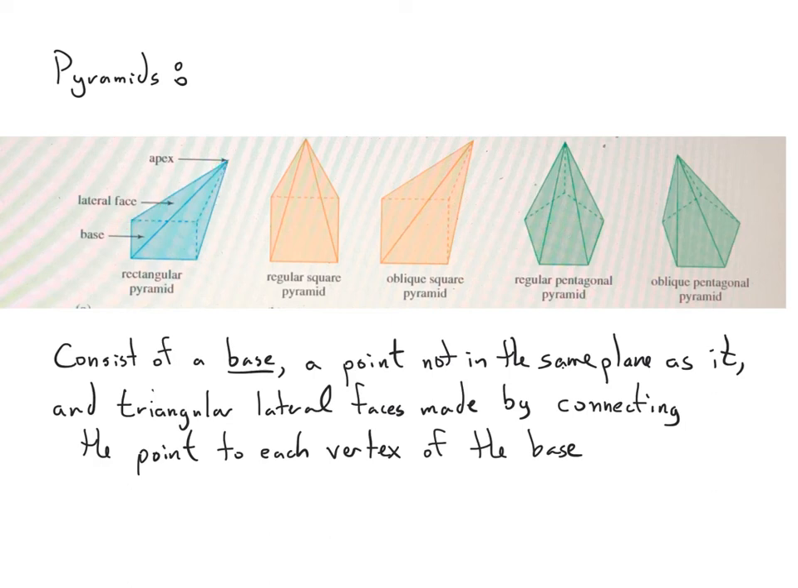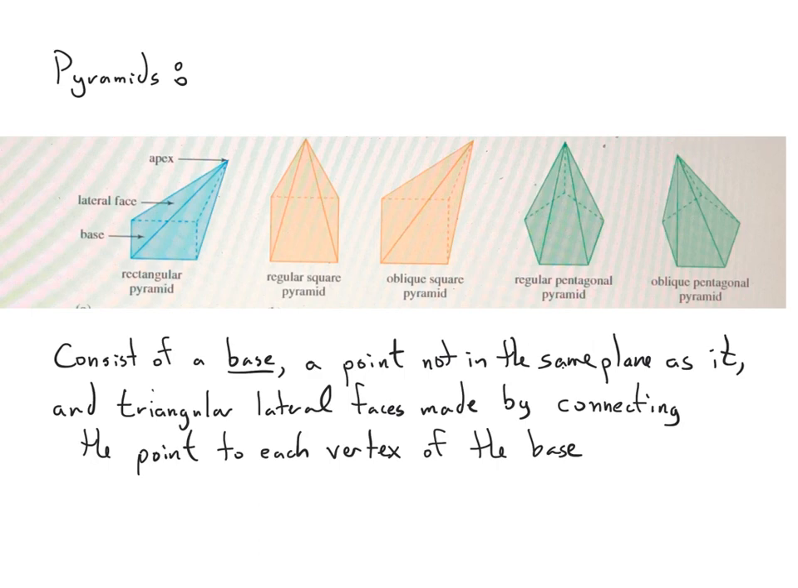And your lateral faces are always triangles. Since they're made up of three lines, you have the one side is your base, and the other two are going to be those connections to that chosen point, which we call the apex of our pyramid. For the most part, our study is going to be limited to regular pyramids, where both the base is a regular polygon and the apex is directly over the center of our base. So here is a regular square pyramid, here's a regular pentagonal pyramid.